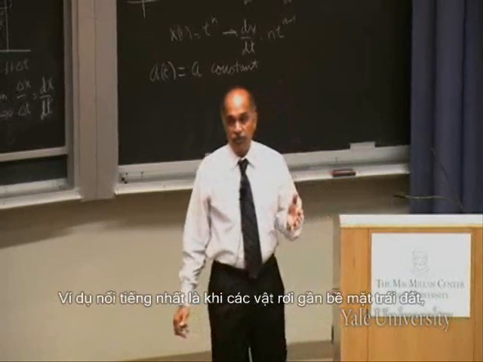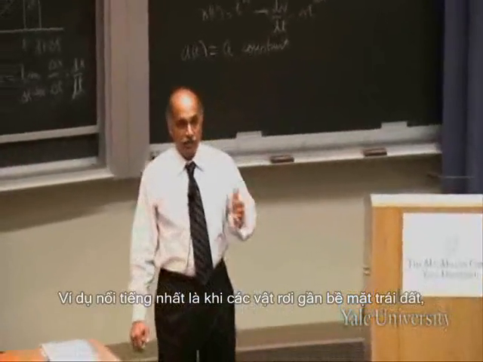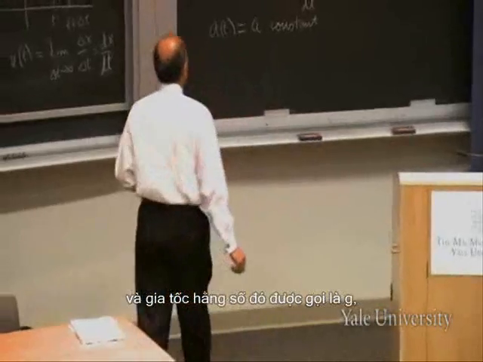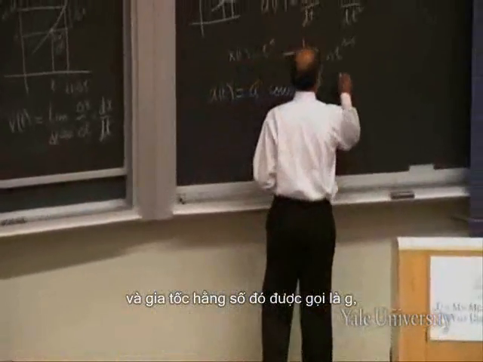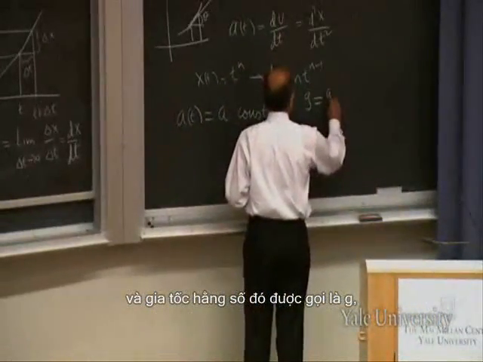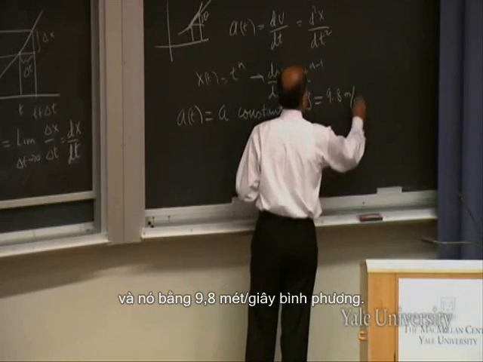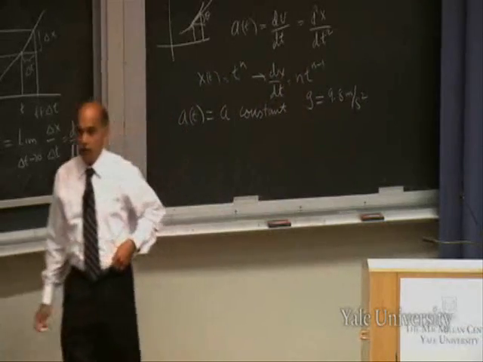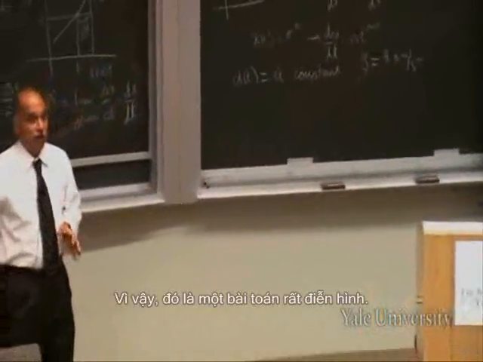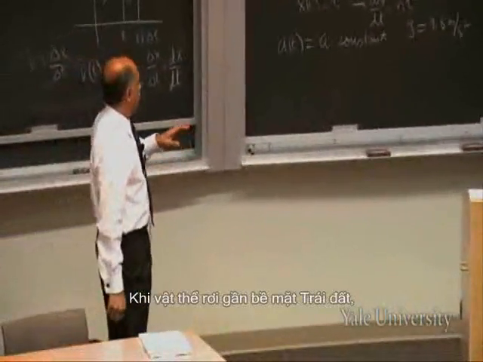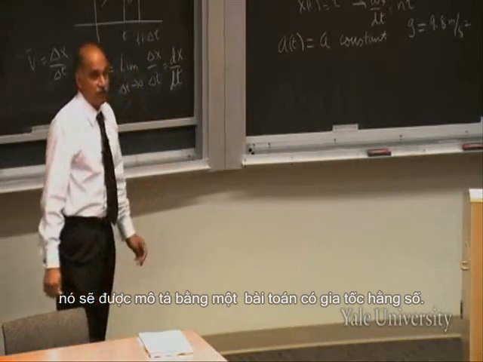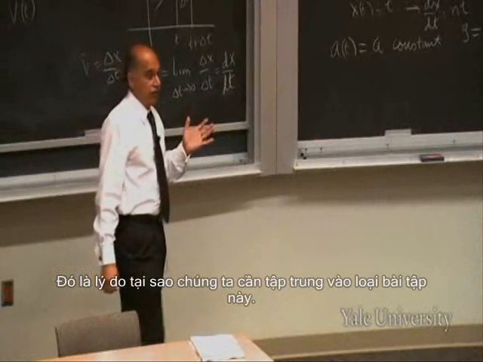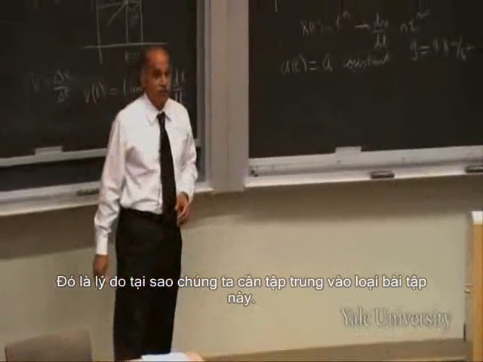Right. The most famous example is that when things fall near the surface of the Earth, they all have the same acceleration. And the acceleration that's most common is called g, and that's 9.8 meters per second squared. So that's a very typical problem. When you fall near the surface of the Earth, you are describing a problem of constant acceleration. That's why there's a lot of emphasis on sharpening your teeth by doing this class of problems.